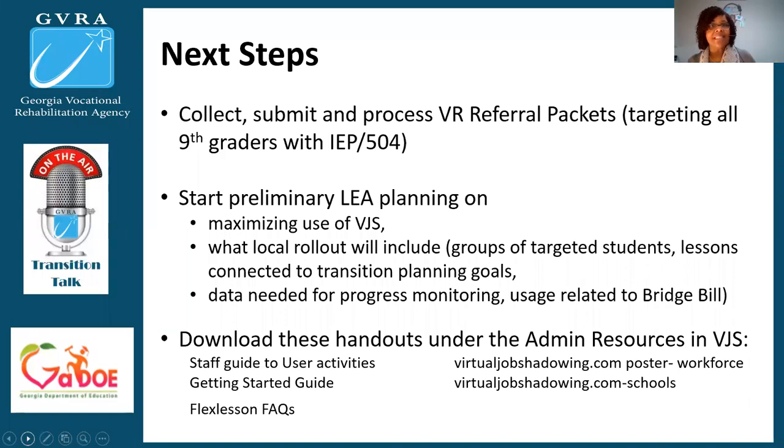You cannot send partial documents. You must have the complete packet. That IEP or 504 must be accompanied by the parent permission form that is the virtual job shadow, the VR parent permission form, and sent out. And of course, when you send that out, start your list. That must happen and start doing all your 9th graders.